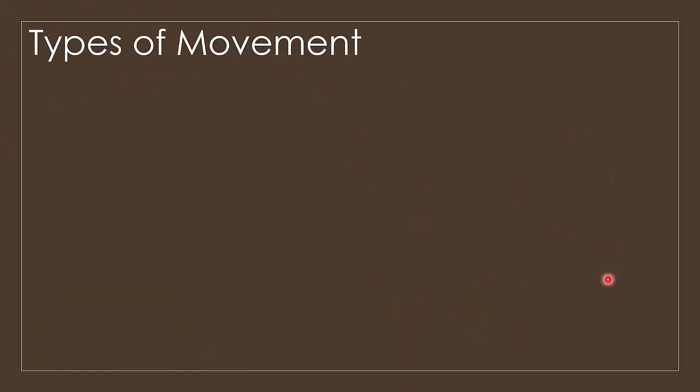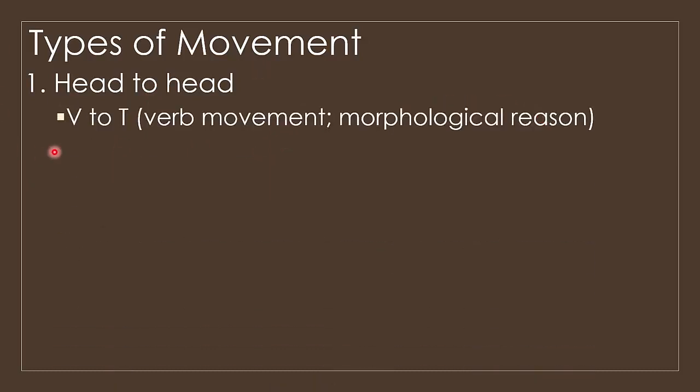So from the discussion, we can say that there are two types of movement. The first is the head-to-head movement, so a head moves to a head position. The first is V to T. This movement occurs because the T is defective, because the T is inflection, and V here moves to T and merges with T here, so that T, which is -es or -ed, can occur in a sentence. And that's a morphological reason.